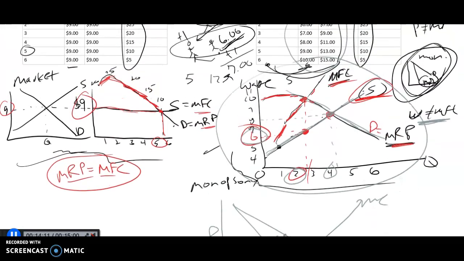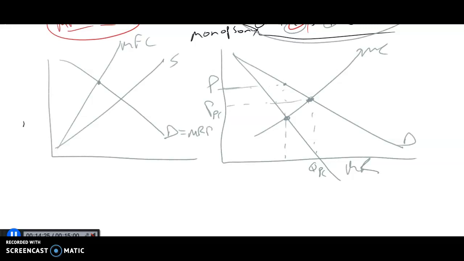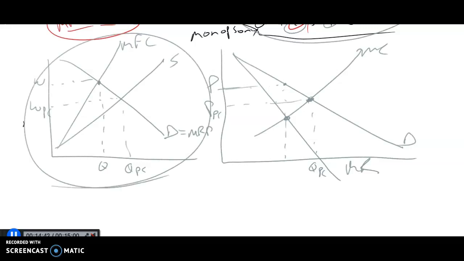And this is a monopsony. So monopsony is upward sloping supply curve, upward sloping marginal factor cost, downward sloping demand curve, which is MRP. MRP equals MFC right there. That's my quantity. That's the wage, quantity, and this is where it would be in perfect competition. Wage, perfect competition, quantity, perfect competition. That's a monopsony, hiring workers. This is a monopoly, selling products.